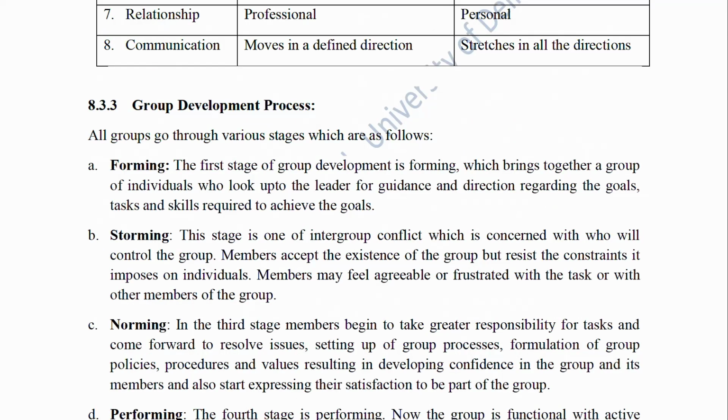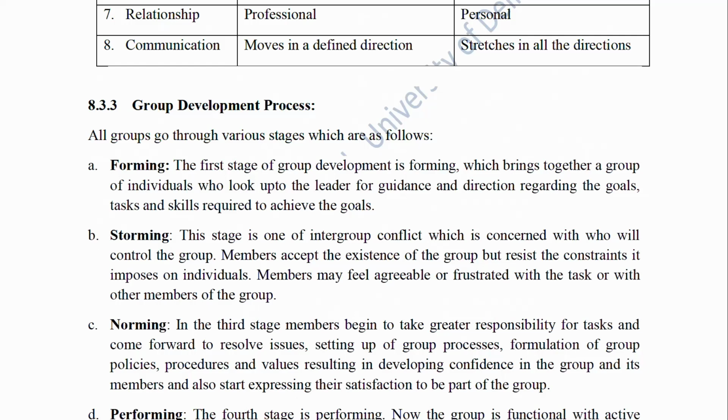8.3.3 Group development process. All groups go through various stages, which are as follows. Number 1, forming. The first stage of group development is forming, which brings together a group of individuals who look up to the leader for guidance and direction regarding the goals, tasks, and skills required to achieve the goals. Second, storming. This stage is one of intergroup conflict, which is concerned with who will control the group.